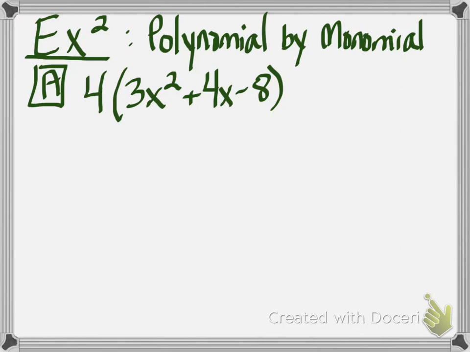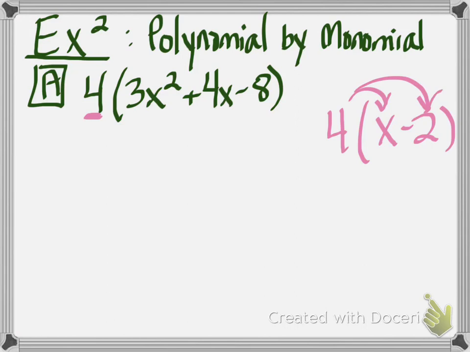Let's try multiplying a polynomial by a monomial. In this case, the monomial is just a 4. 4 outside of parentheses if we had x minus 2. Since x and 2 can't be combined, they're not like terms, we would distribute that 4 to both pieces.